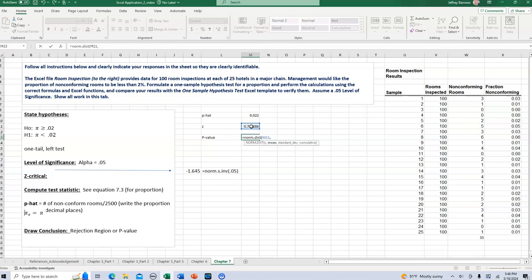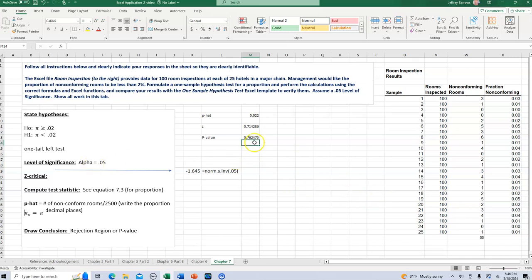And then the mean, remember, in the standard normal distribution is 0. The standard deviation is 1. And then cumulative is a true or false. It's asking you, do you want the cumulative area of the distribution from the far left up to 0.71? And we do, because that's what gives us the p-value. And so in this case, the p-value is quite large, about 0.76.